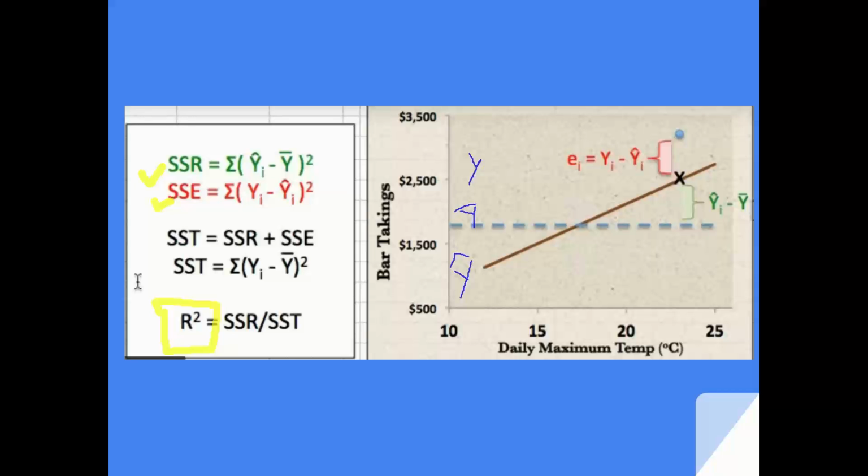And then the next part we calculate is the sum of square of error. Now what is the error? Your actual sale was this much and you predicted this much, so that is your error.